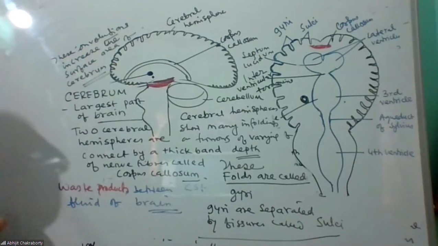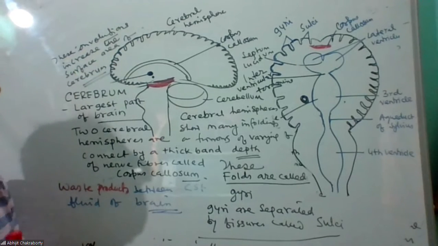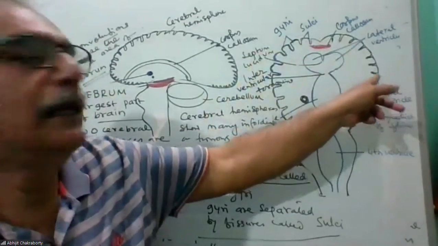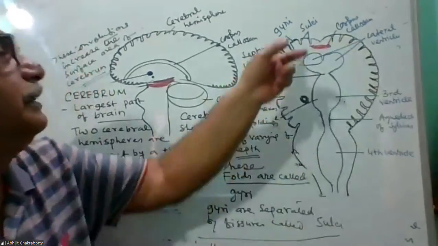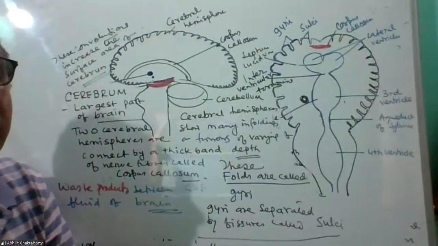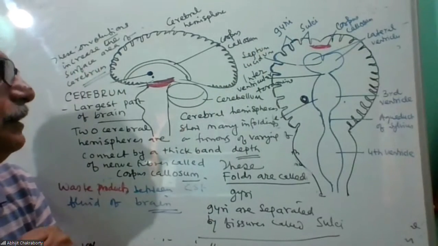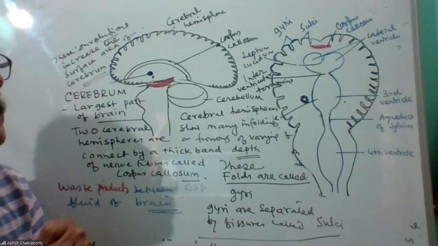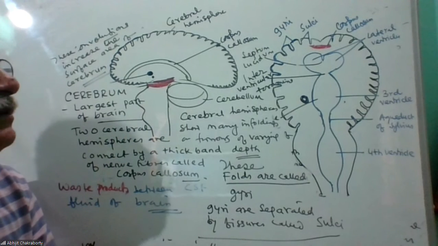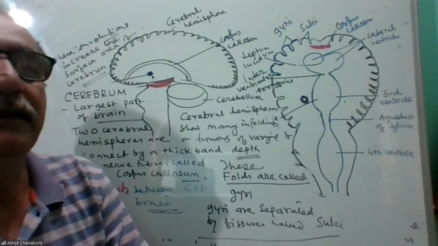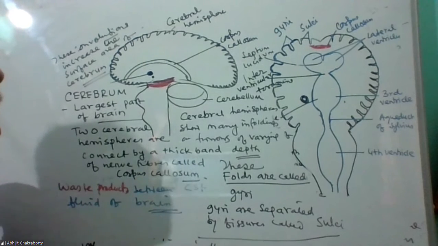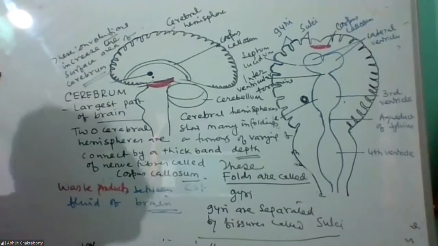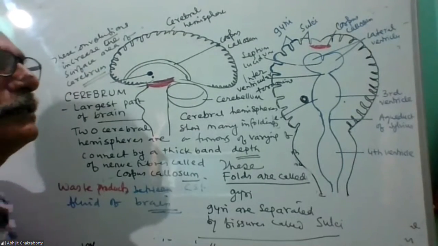Look at one thing. I am telling you again, the cerebral hemisphere shows many infoldings, already shown here. These infoldings, these folds, are called the gyri, and the folds are separated by some deep fissures. These fissures are called sulci. So in the cerebrum, we get both sulci and gyri, and these convolutions help to increase the surface area of the brain.